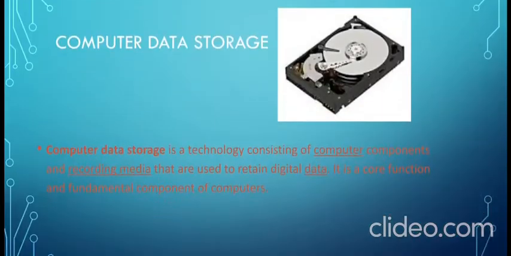Next is computer data storage. Computer data storage is a technology consisting of computer components and recording media that are used to retain digital data. It is a core function and fundamental component of computer. So the main purpose of this component is to store data. The central processing unit is then able to fetch and change the data. In most computers, there is a computer memory hierarchy. Memory that is closer to the CPU.